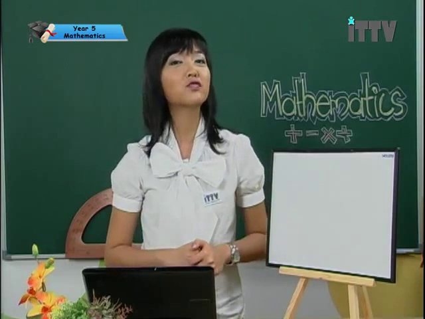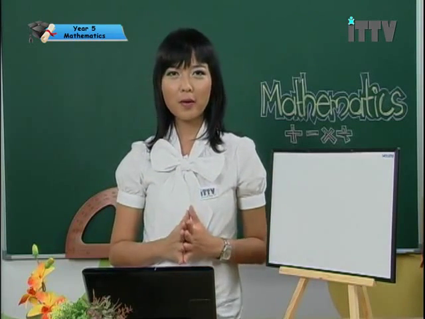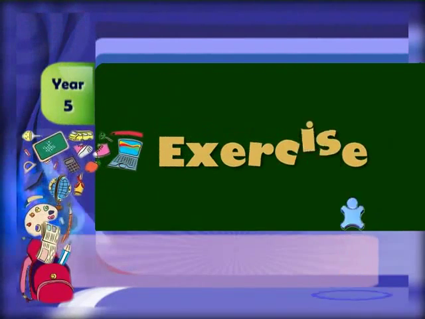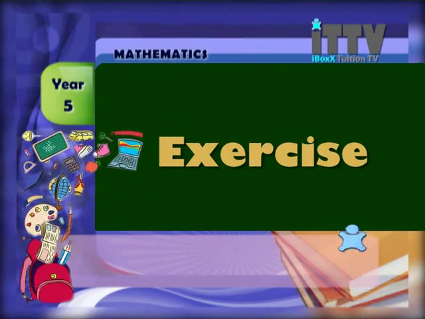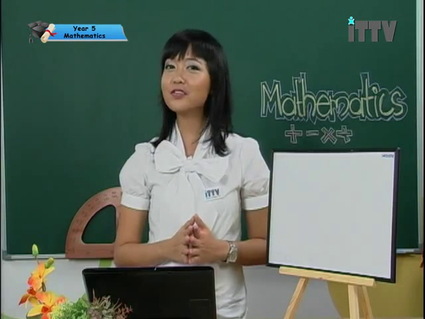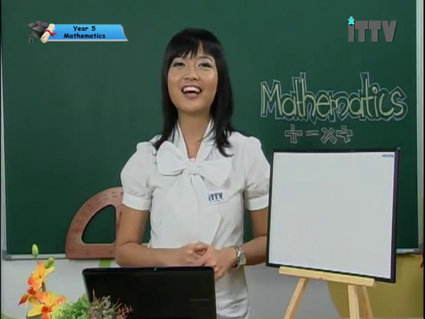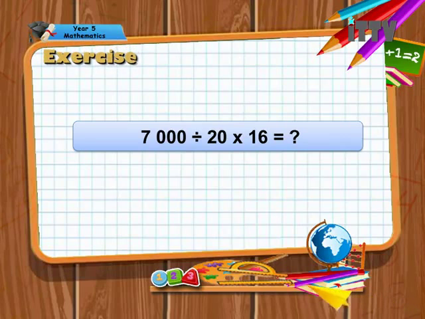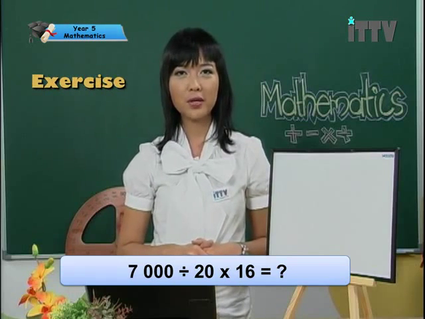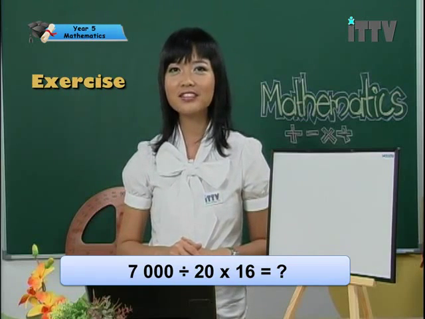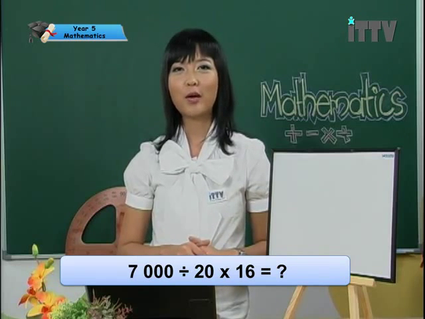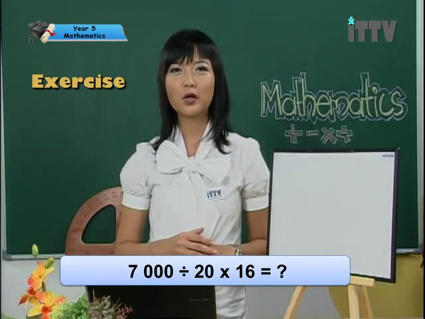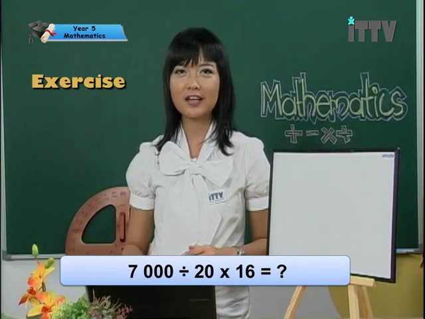I have a few questions for you to try. Now grab your pen and paper ready. I'm going to give you the first question right now. Copy this down. 7,000 divided by 20 times 16 equals... Okay, remember BODMAS, yeah?